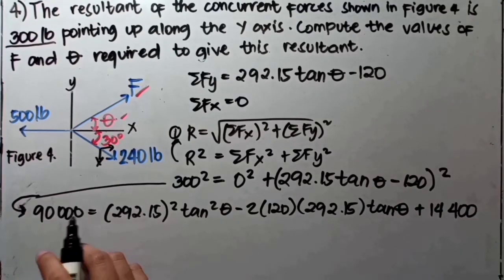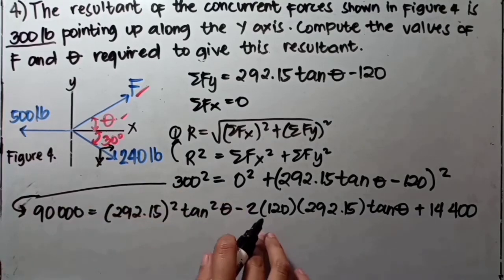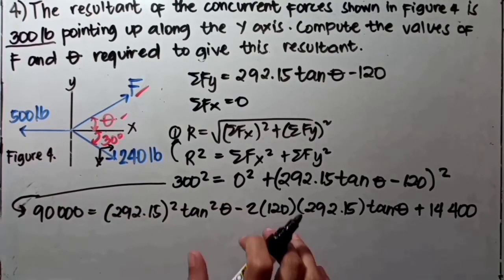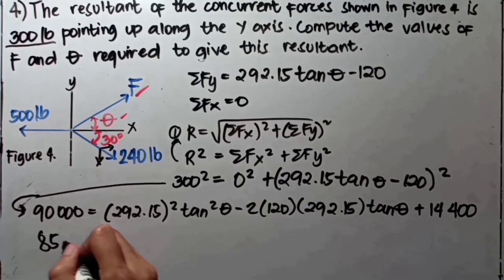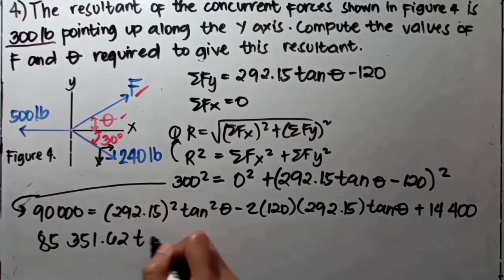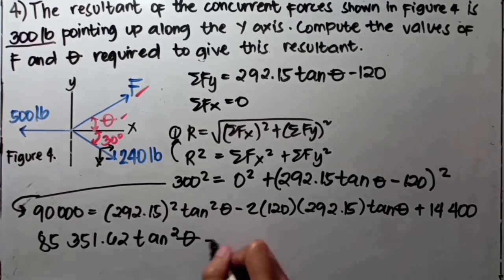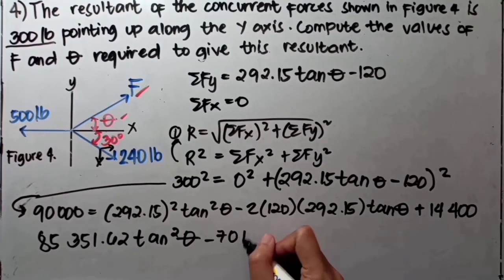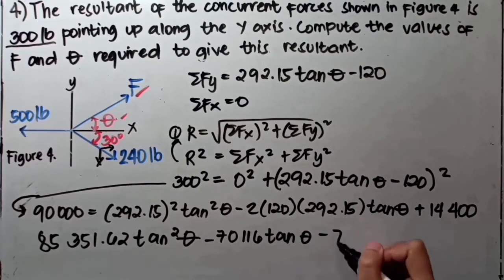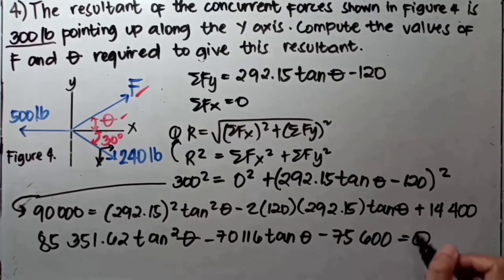Now, ita-transpose natin ang 90,000 sa kabilang side, and then gagawin natin tong equation which is equals to 0. So, magiging ganito na lang siya. So, ayan, meron na tayong isang buong equation. Ang gagawin na lang natin, hanap tayo ng paraan para ma-solve ang value ng angle. So, based dito sa na-observe nyong equation, maaari natin gamitin ang quadratic formula or ang quadratic equation.